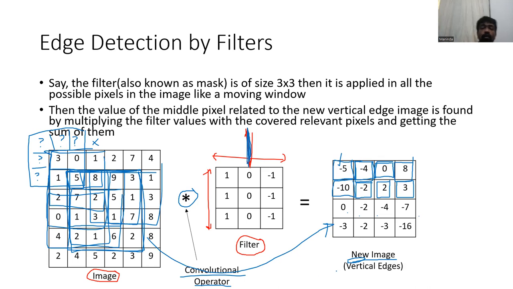Now you can see that the image was reduced because of the way the filter is applied. You have to apply the filter for all the pixels, so you can't have empty pixels. Because of that, the new image is reduced in size. We will see what the problem is and how to avoid it.